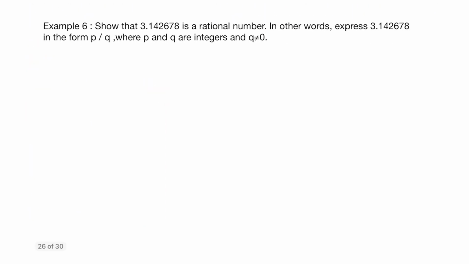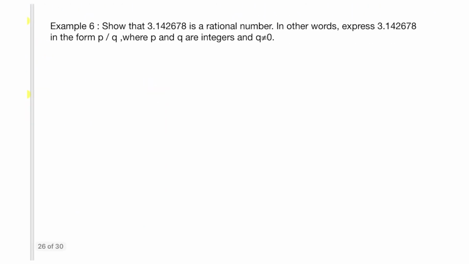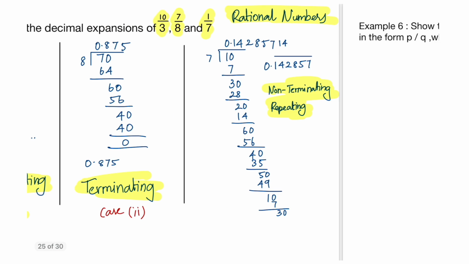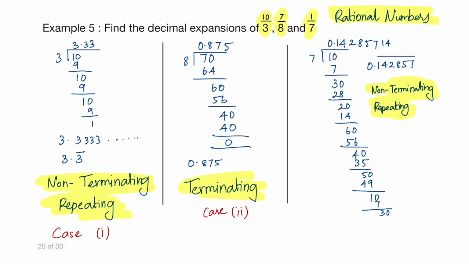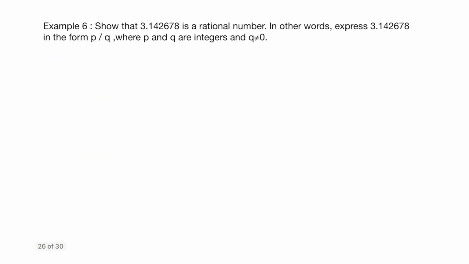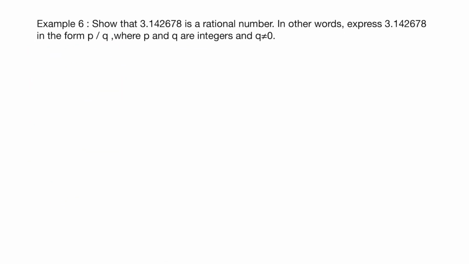Now we are moving to the next example, and it's quite different to the first one. I hope you understood example 5. It's very important for you to know that rational numbers can either be terminating or non-terminating but repeating. And if you are given a rational number, you should be able to express it in decimal form. Now moving on, we have example 6.